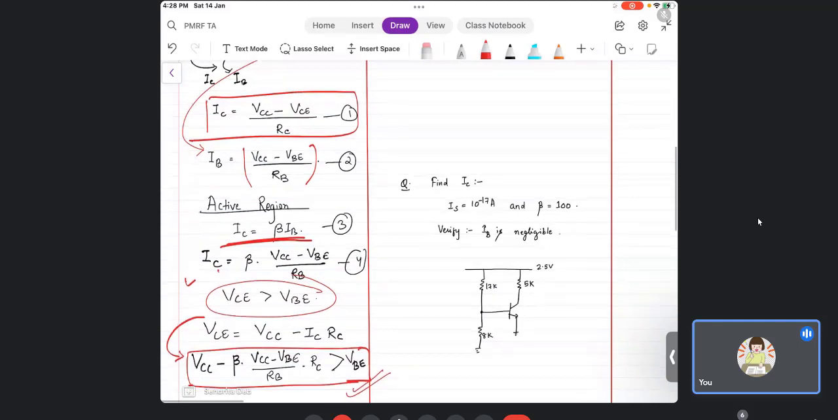After this, we'll go through an example, and then I will tell you what is the problem with this biasing. So please take a note.